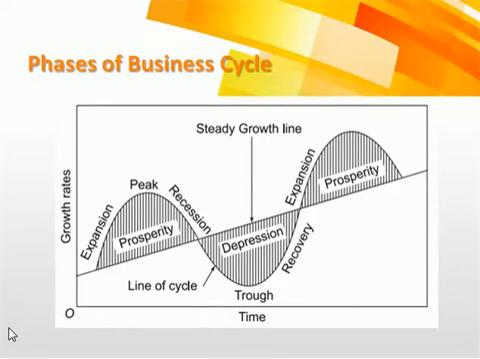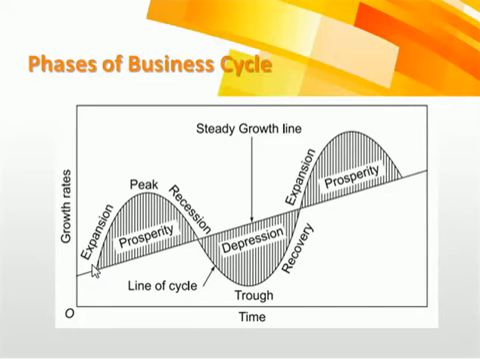So I'll talk about the phases of business cycle. These are the phases of business cycle. Basically, a business cycle consists of 5 phases. Okay, I'll start from here. The x-axis represents time, the y-axis represents growth rates. And a steady line starting from here is the growth line of an economy. And this upward crest and the downward troughs are the phases of the business cycle, in which the upper represents the prosperity phase and the downward trough represents the depression. So the line of the cycle moving above the steady growth line marks the beginning of the period of expansion or prosperity in the economy.